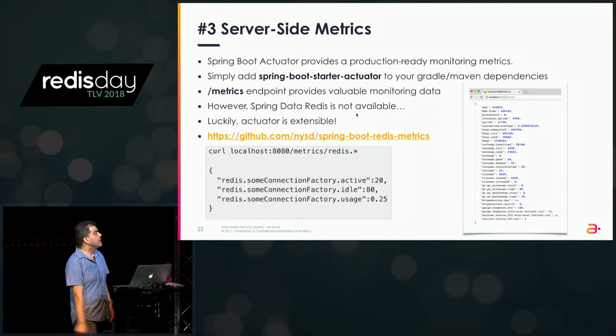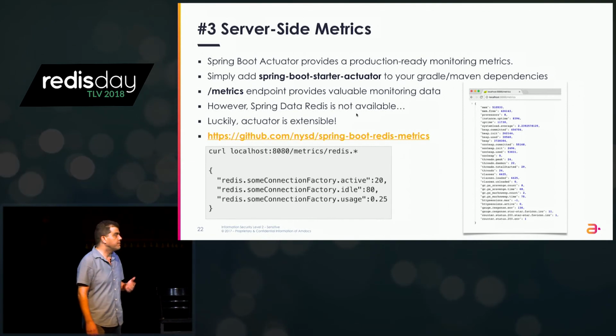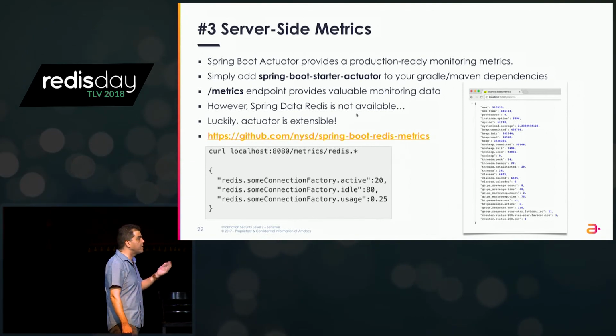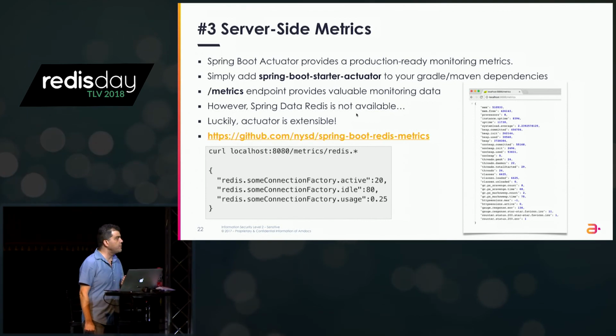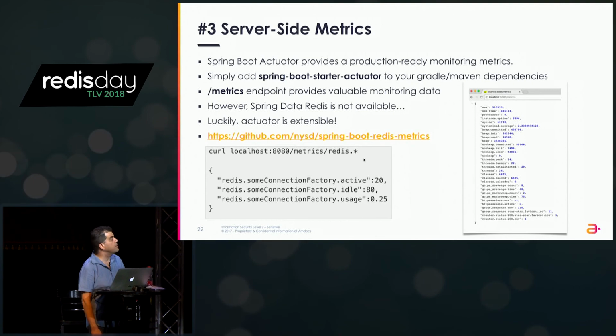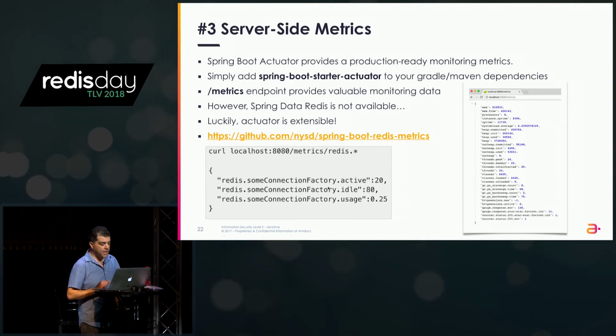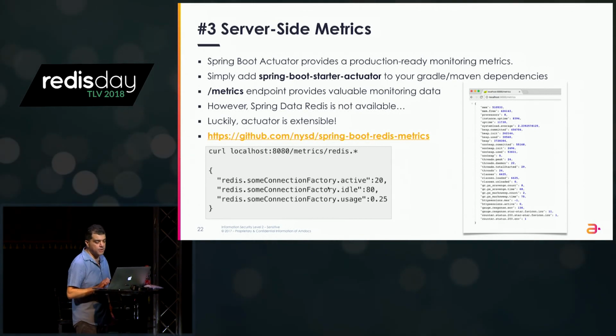Sadly, the connection pool to Redis, the Redis connection factory, is not exposed here, but you can easily add it because the Actuator is an extensible framework. So just by adding this dependency that is available in this link, it's an open source project, you can add all of the information about your connection factory to the Actuator endpoints.